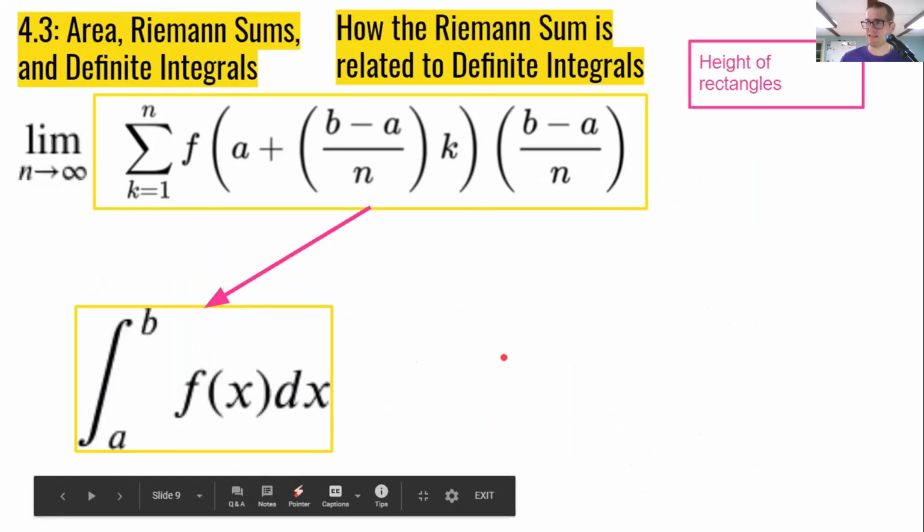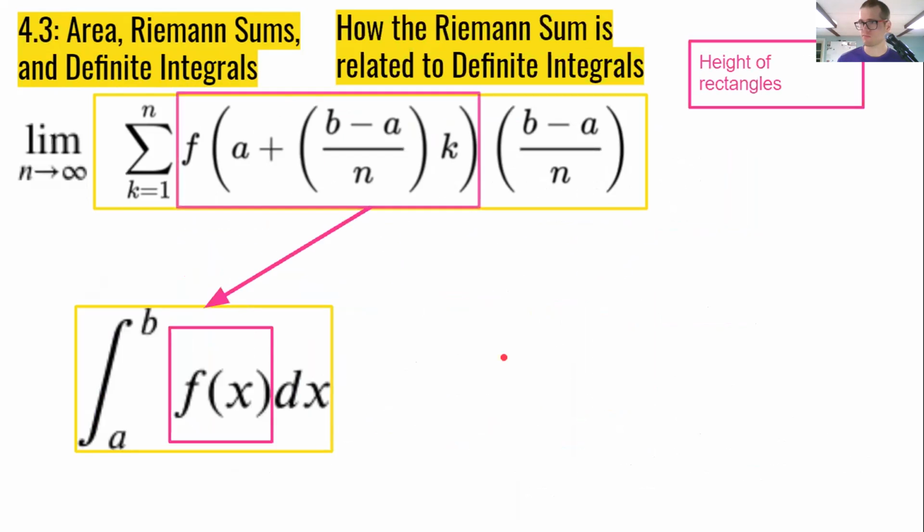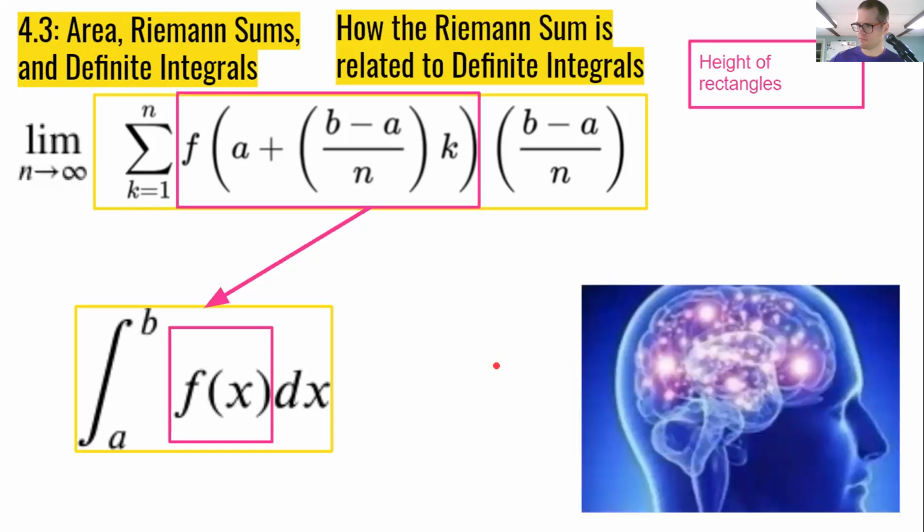So the first thing is the heights of the rectangles. Remember, f of the subscript expression gave us the heights of the rectangles for the different k values. Well, if we have an infinite number of subintervals, it basically just becomes f of x, the height of the rectangles that we're finding the area of. Big brain.